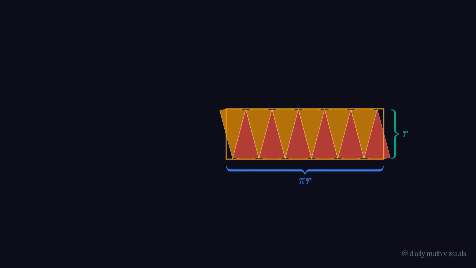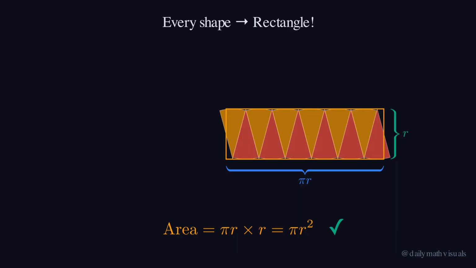The width is half the circumference, pi r. The height is the radius r. Area equals pi r times r, which is pi r squared. Notice the pattern? We convert shapes into rectangles we understand.